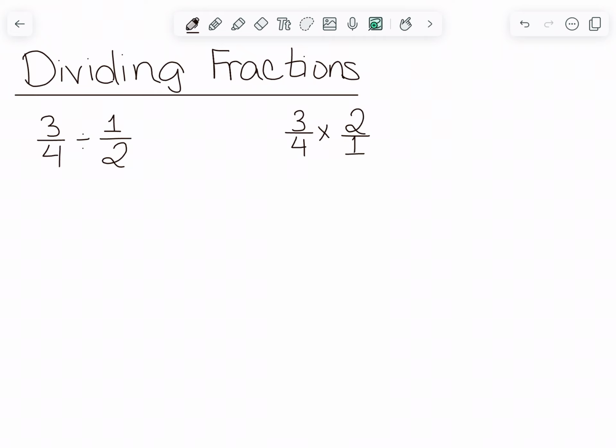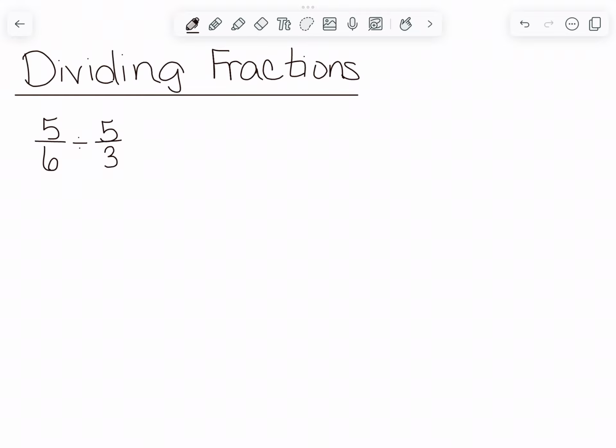We multiply the top and multiply the bottom. 3 times 2 is 6, and 4 times 1 is 4. So this is the same thing as 6/4. Since 6 and 4 do have a 2 in common, we can reduce this to 3/2.